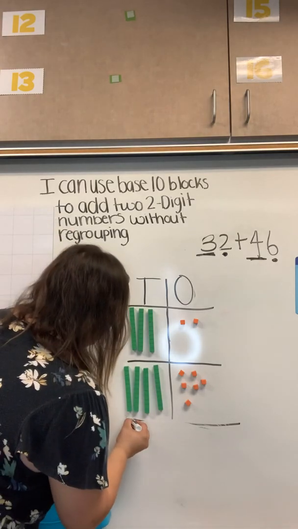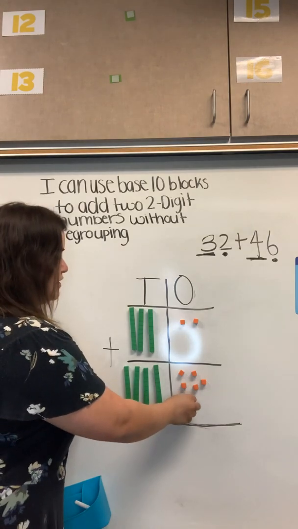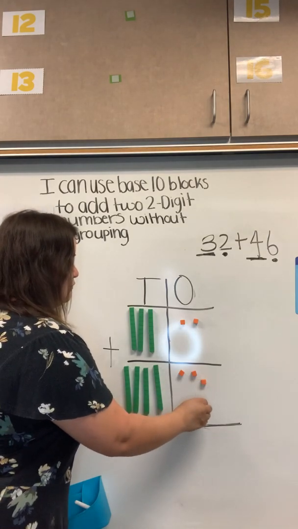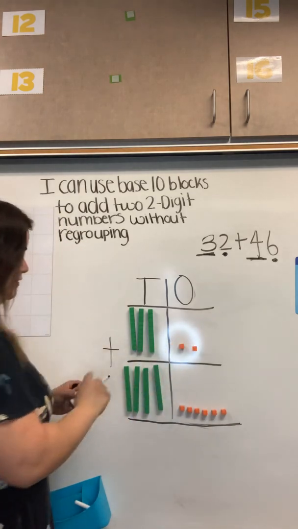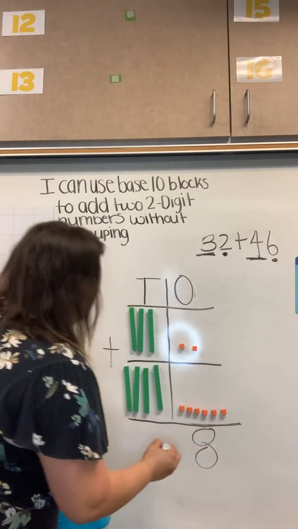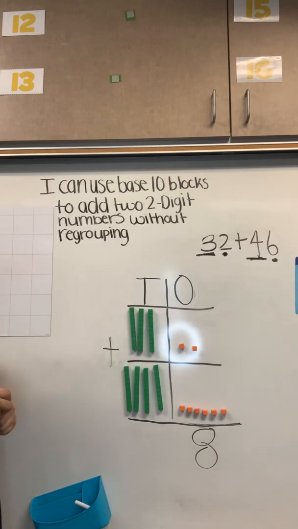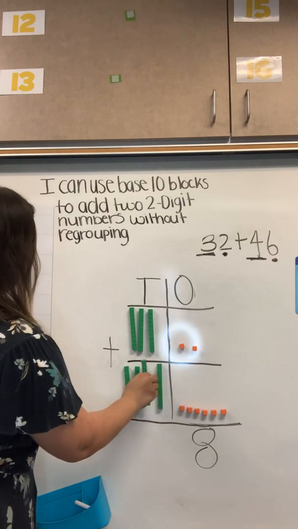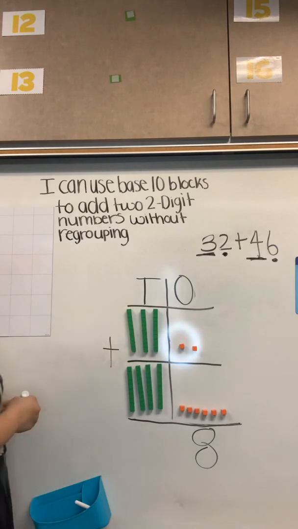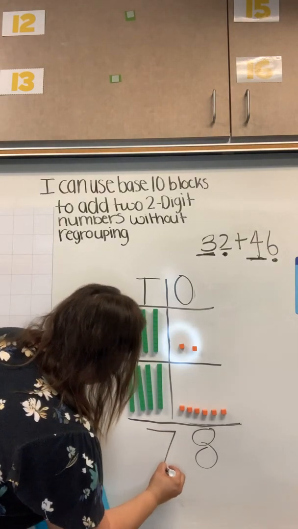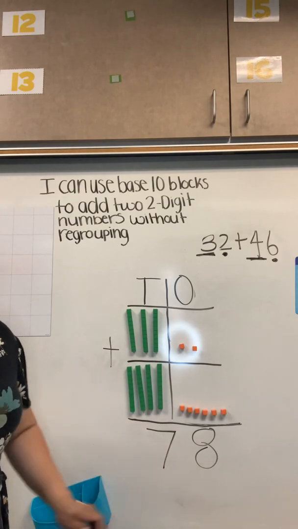And now we're going to add our base 10 blocks together. So let's start in our ones place. 1, 2, 3, 4, 5, 6, 7, 8. So we have 8 in our ones place. Now let's go over to our tens place. How many tens rods do we have? So we have 1, 2, 3, 4, 5, 6, 7. So we have 7 tens. So altogether that gives us 7 tens and 8 ones, which is 78.